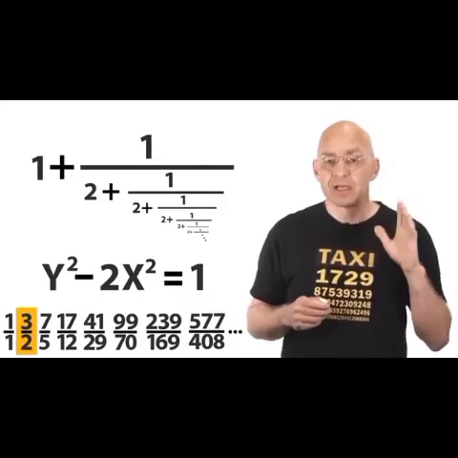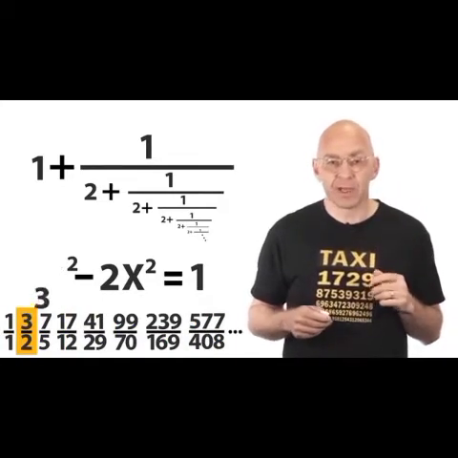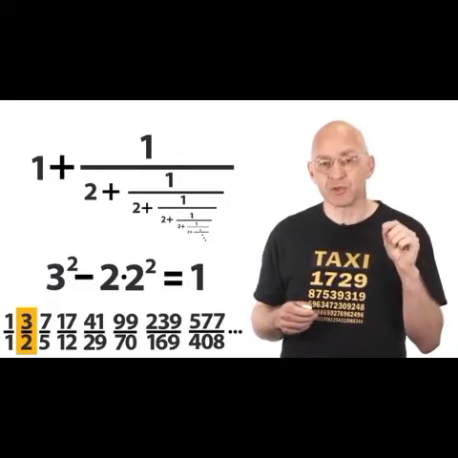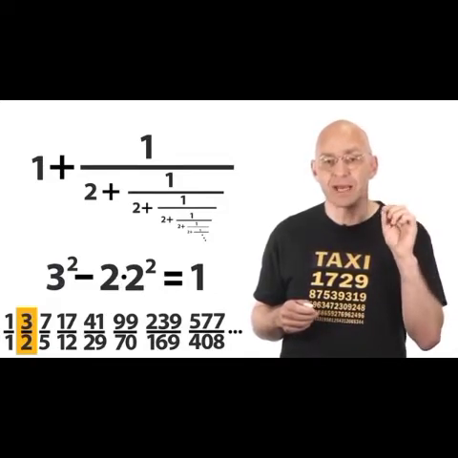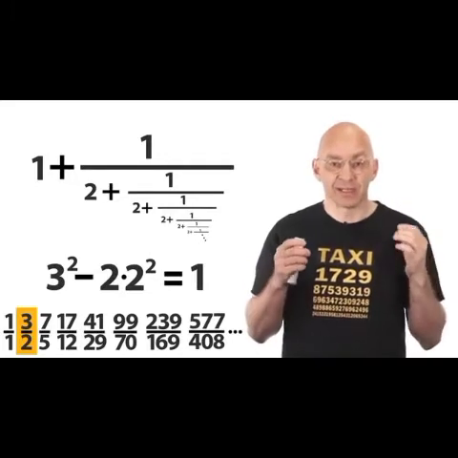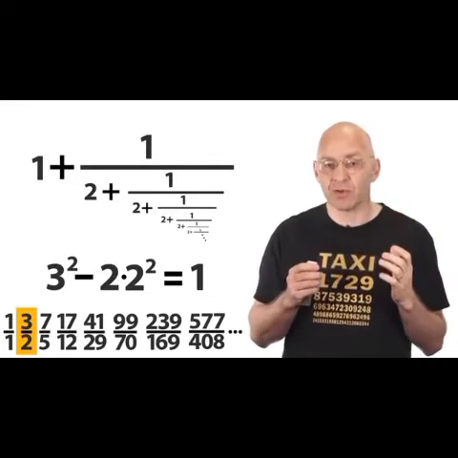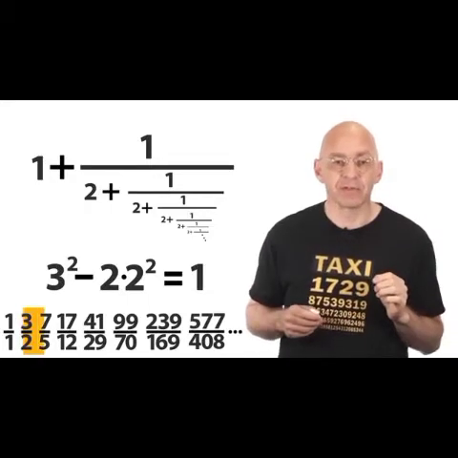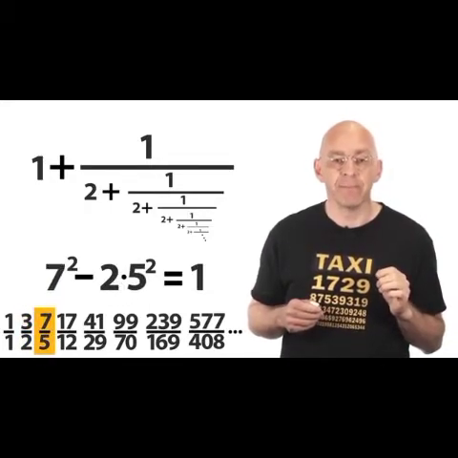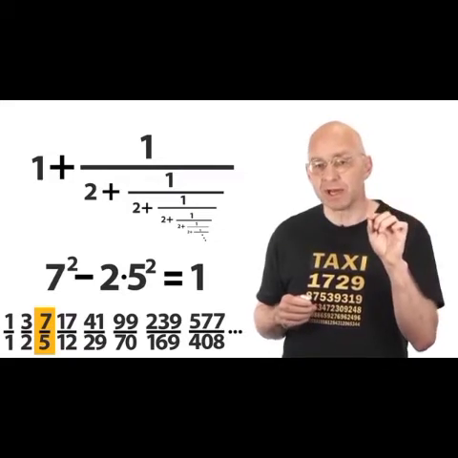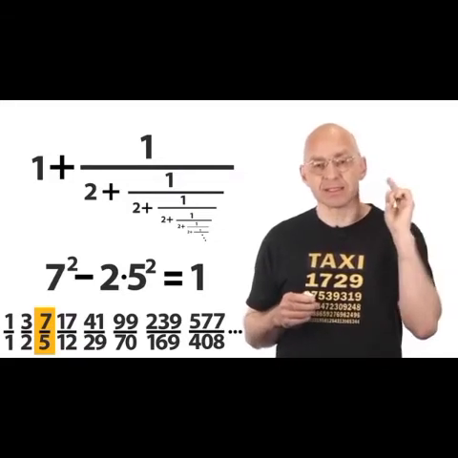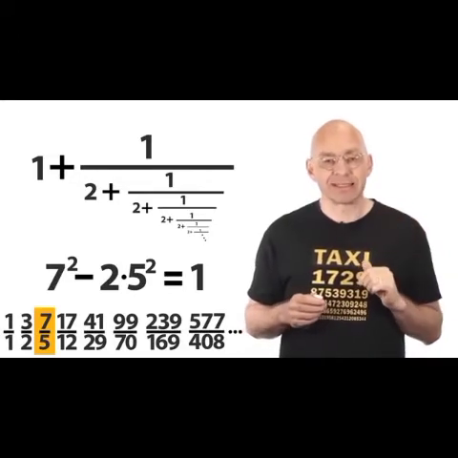3 over 2. Let's make 3 the y and 2 the x. 3 squared minus 2 times 2 squared, that's 9 minus 8, that's 1, works. The numerator and denominator solve our equation. Let's try the next fraction, 7 over 5. There. 7 squared, that's 49, minus 2 times 25. So 49 minus 50, that's minus 1. That didn't work.